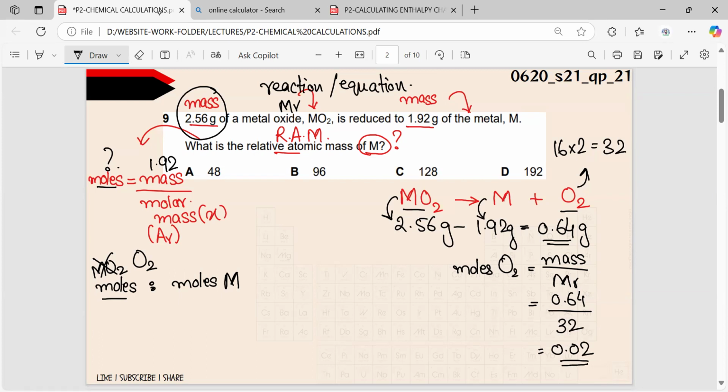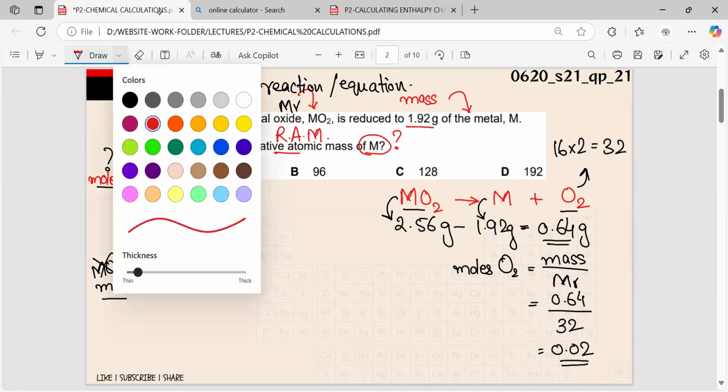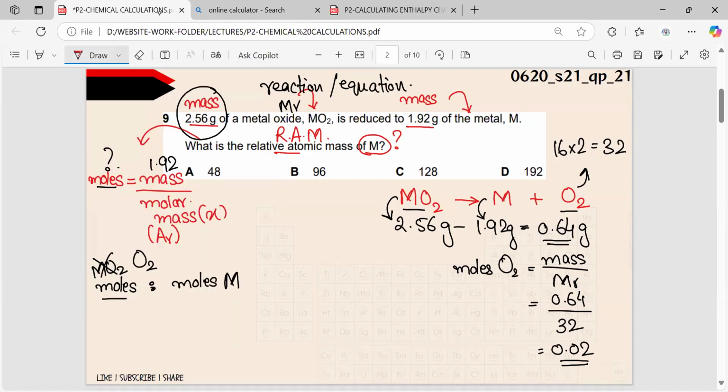Now we can take the ratio between the moles of oxygen and the moles of M. From the equation, there is 1 mole of each. So 1 mole of oxygen and 1 mole of M are coming out from the reduction of MO2. So 0.02 moles of oxygen will also give 0.02 moles of M. Now we have found the moles of M.